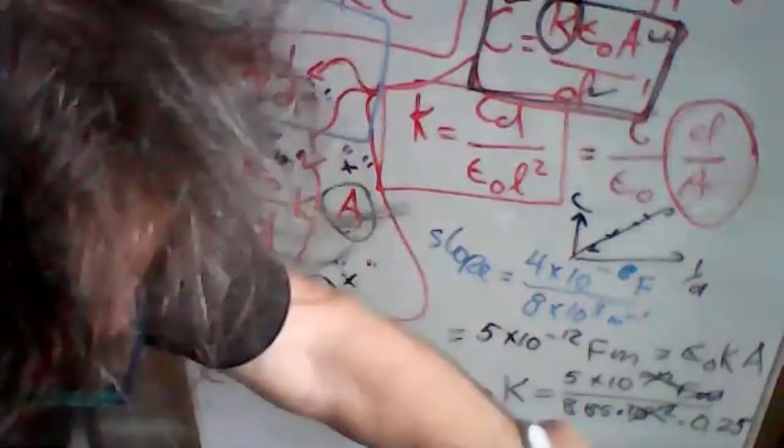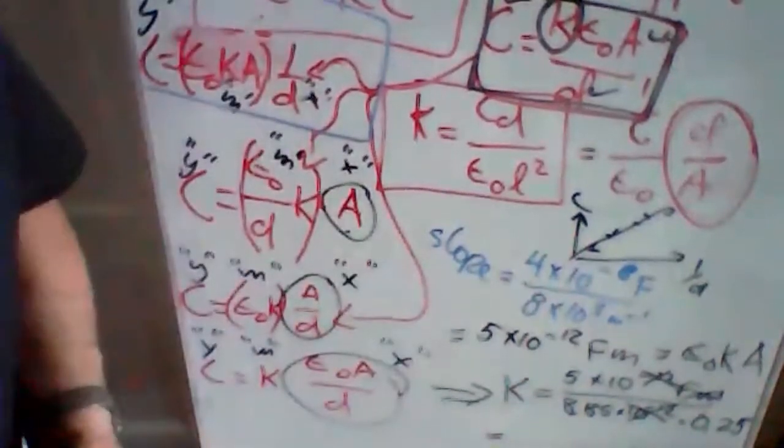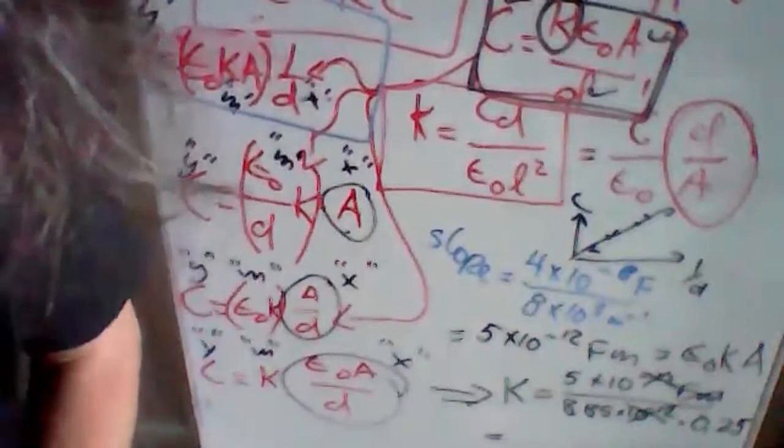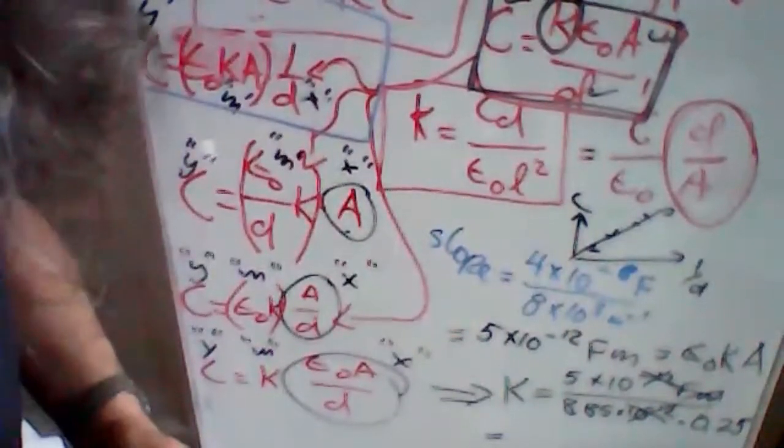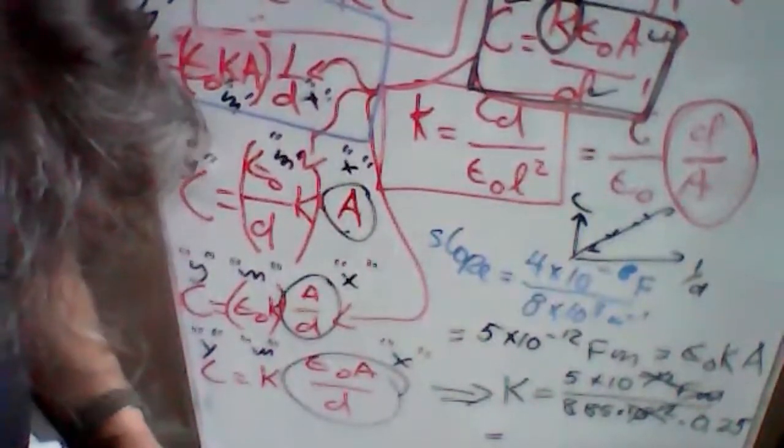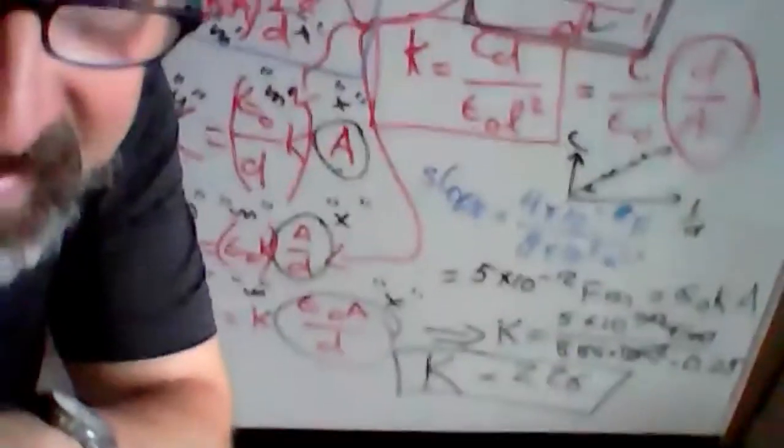So there we go. The 10 to the minus 12 is canceled. That's good. The units we're just going to drop off because we're Americans. We talked about that earlier. 5 divided by 0.25 is 20. So this is 20 divided by 8.85. We can use our calculator. 20 divided by 8.85, I get 2.26. And K doesn't have a unit. K does not have a unit.